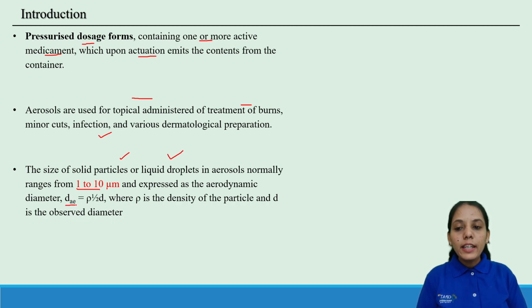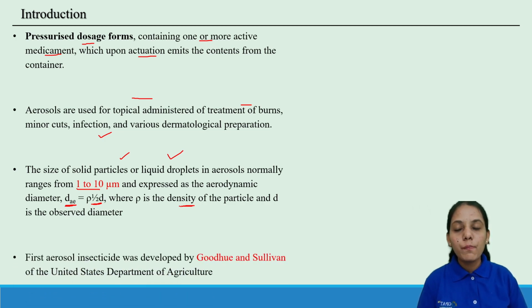So it is represented as d aerodynamic is equal to root rho into d. Rho is nothing but the density of the particle and d is the observed diameter. Remember the particle size range, it is 1 to 10 micrometer.